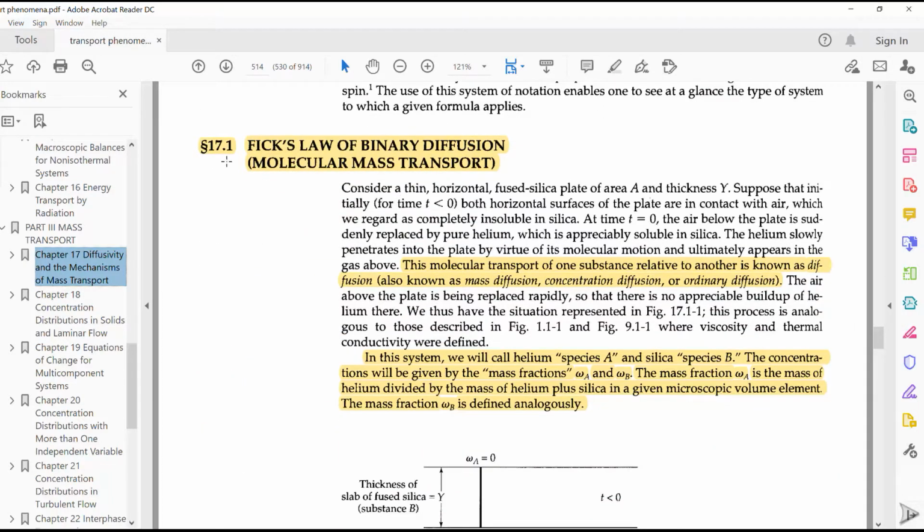Okay, now in section 17.1, we have Fick's law of binary diffusion. Binary means you have a mixture that contains two different species.